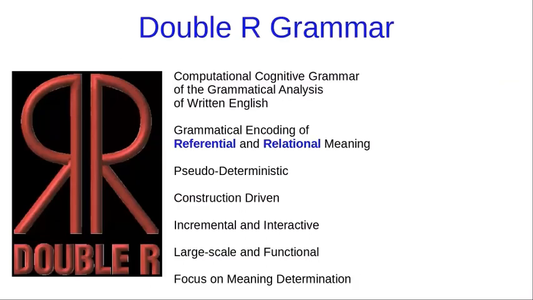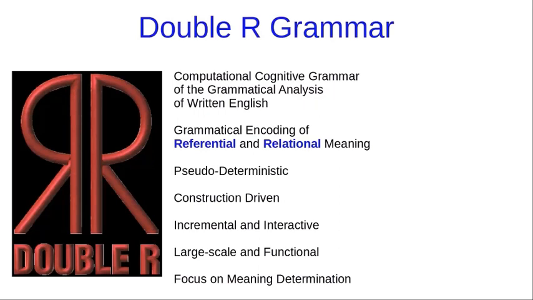The underlying theory is called double R grammar. Double R grammar is a computational cognitive grammar of the grammatical analysis of written English. It is focused on the grammatical encoding of referential and relational meaning. It is pseudo-deterministic in the sense that it processes the input and pursues the single best path given the current input and current context, but is capable of accommodating the evolving context.